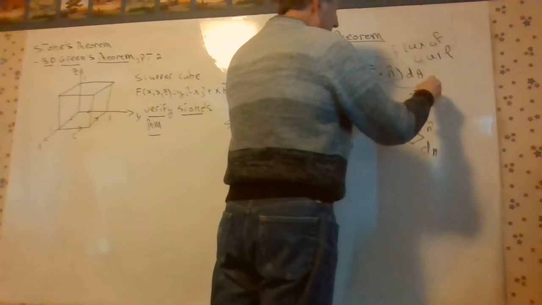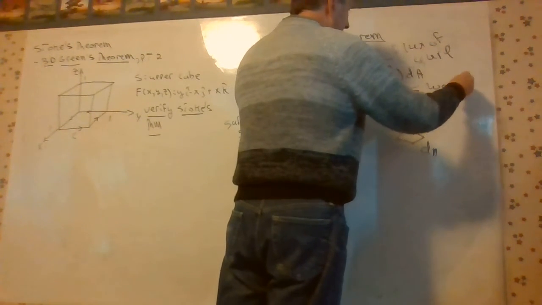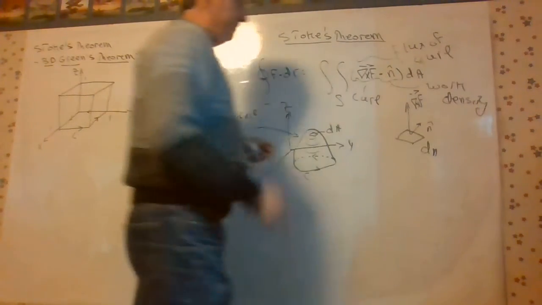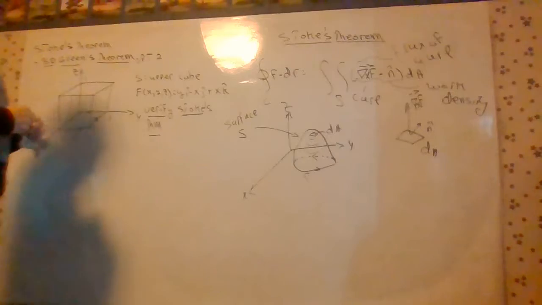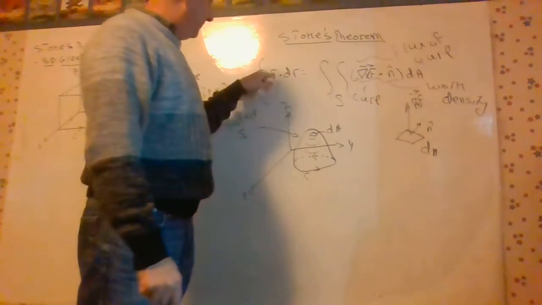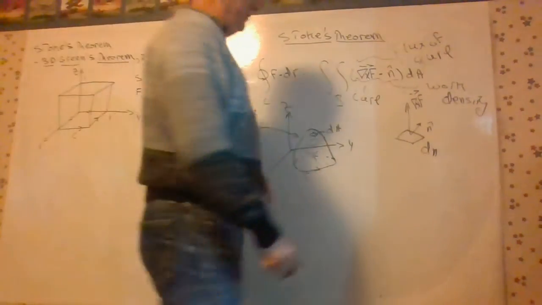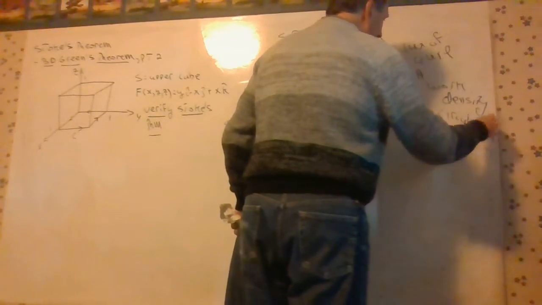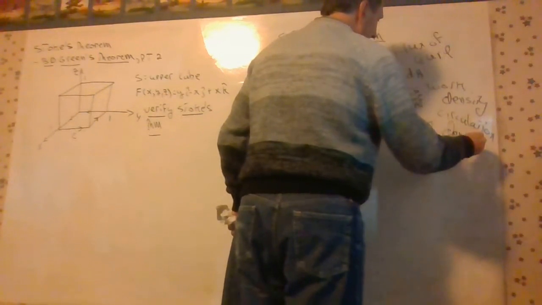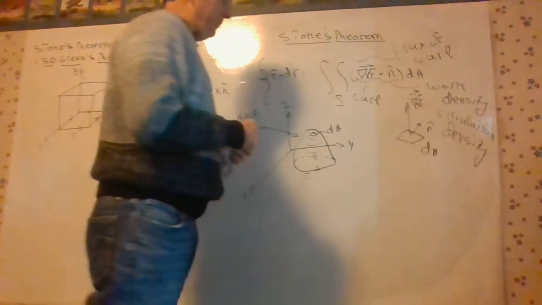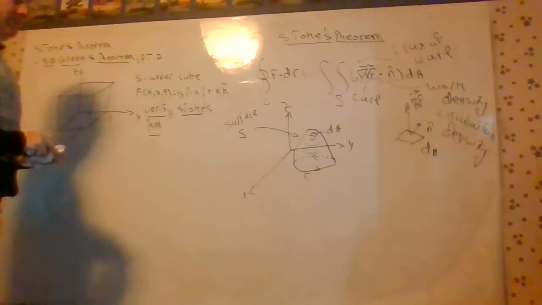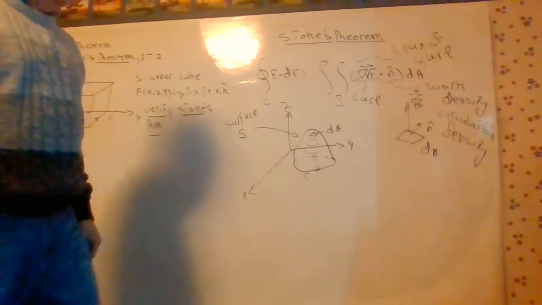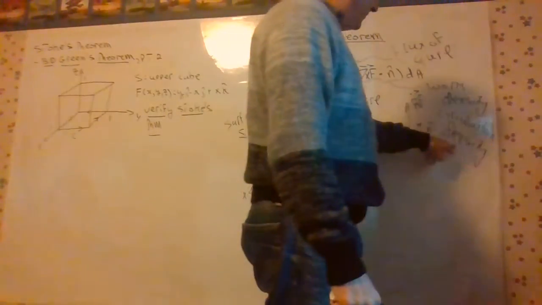This would be what would be called work density. And if you think of this as a fluid, if this represents fluid flow, you could call this circulation density. And sometimes that's used to describe what the curl actually represents. It represents circulation density. So we won't get too much farther into that.